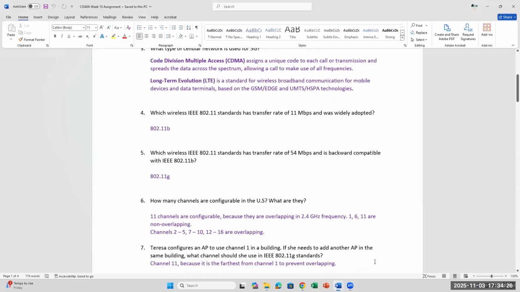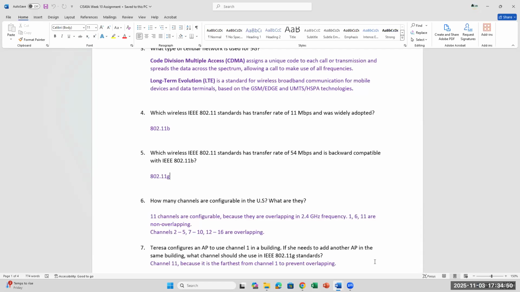Next, we're going to talk about channels. For question 6, it asks you how many channels are configurable in the United States and what are they? You know that North America is different than Asia or Europe, right? So channels and bands are used differently because of the standards that are regulated for a certain region.